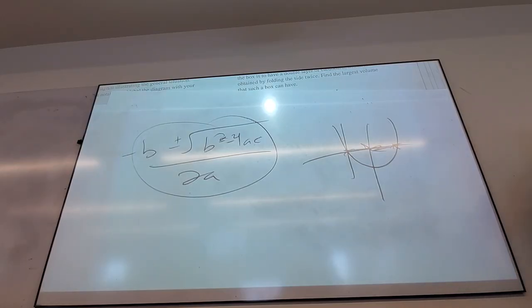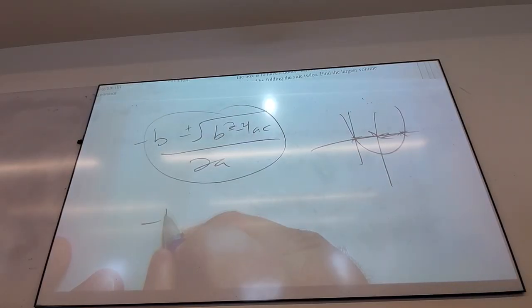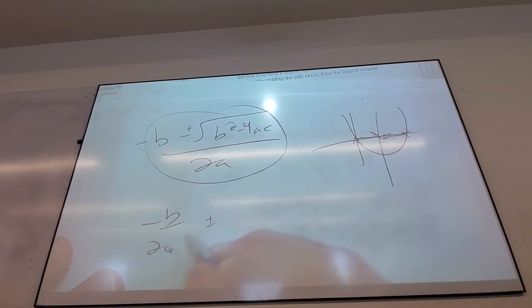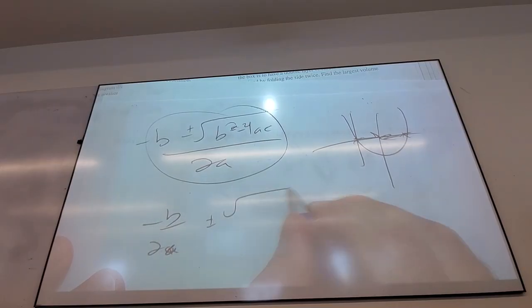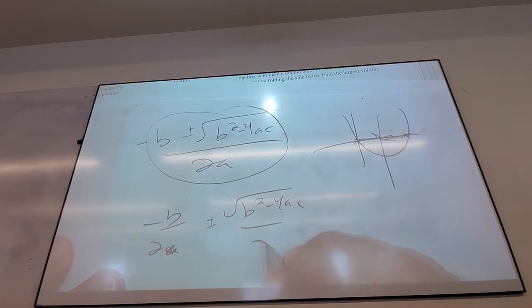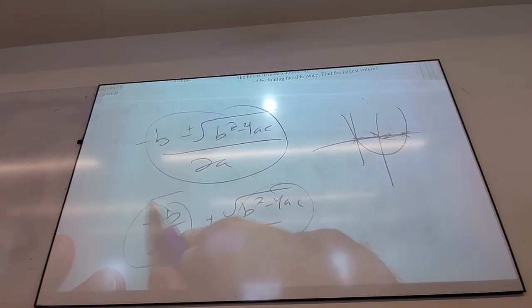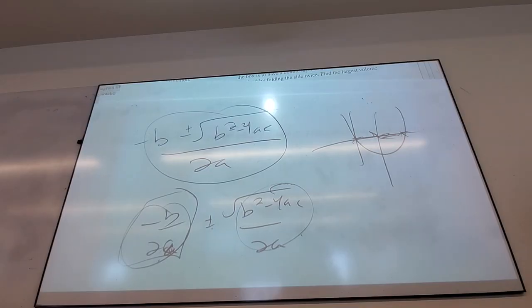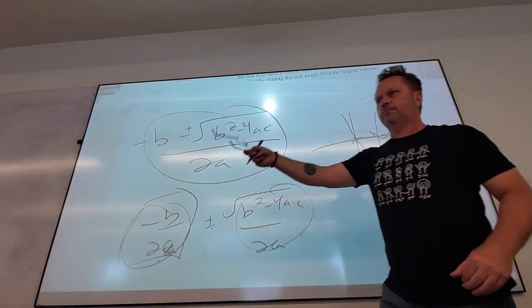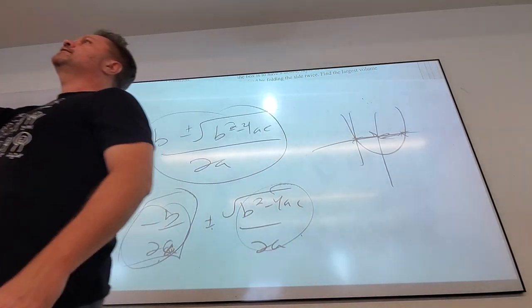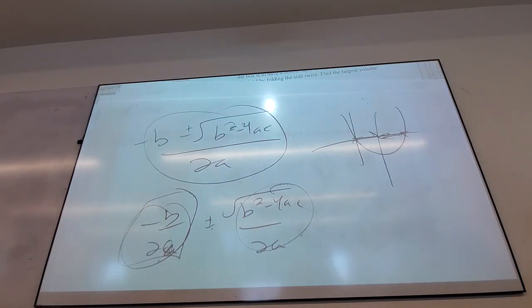You with me? If I rewrite this a little bit, what value is in between the two intercepts? It's negative b over 2a plus this, and negative b over 2a minus this. Isn't negative b over 2a always in the middle? So that's the way we had to explain it in pre-calculus. To find the x value of the vertex, you do negative b over 2a.